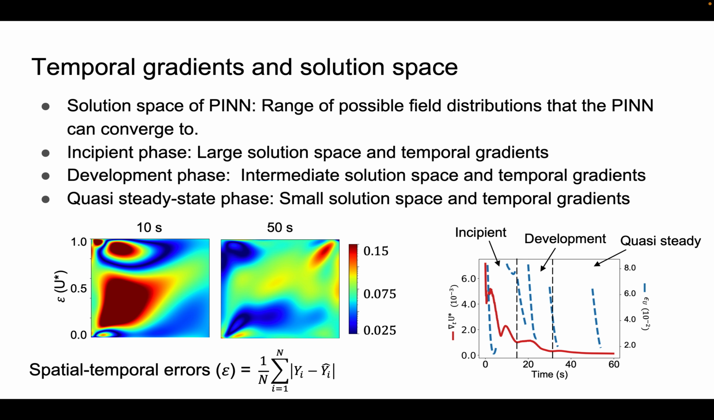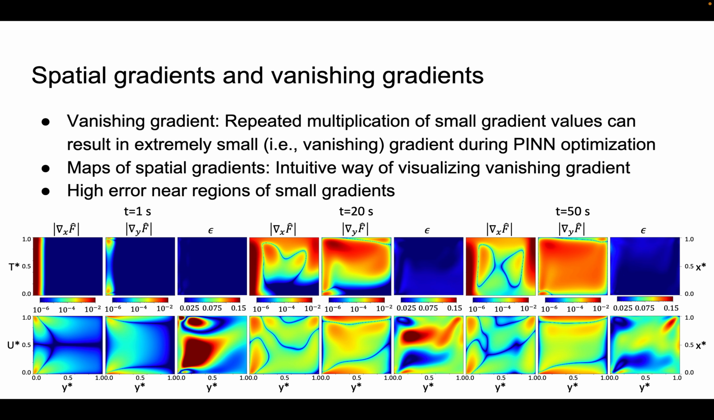Okay, so for spatial gradients, and then we're going to be looking at vanishing gradients as well. Vanishing gradient is the phenomenon where repeated multiplications of small gradients eventually lead to extremely small gradients that contribute nothing to the optimization step. So think you're multiplying everything by 0 essentially, and then your update step doesn't really update anything at that point.